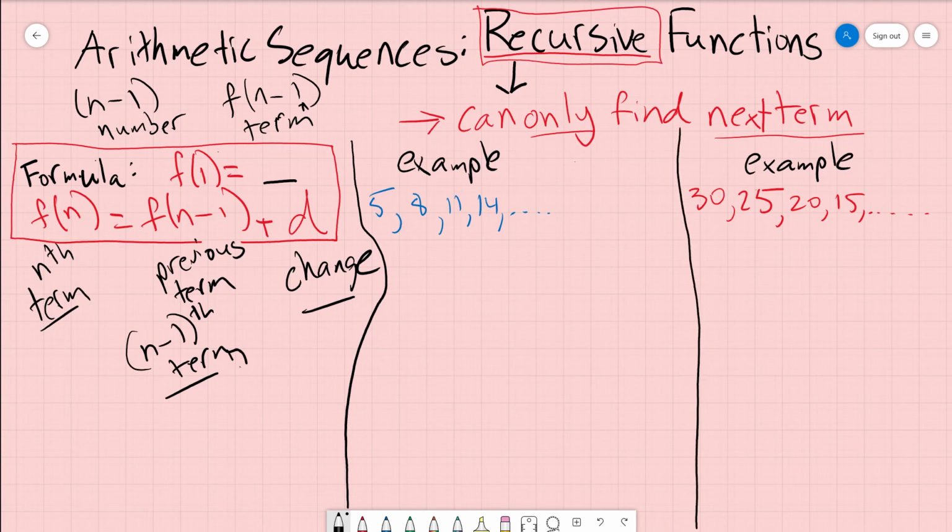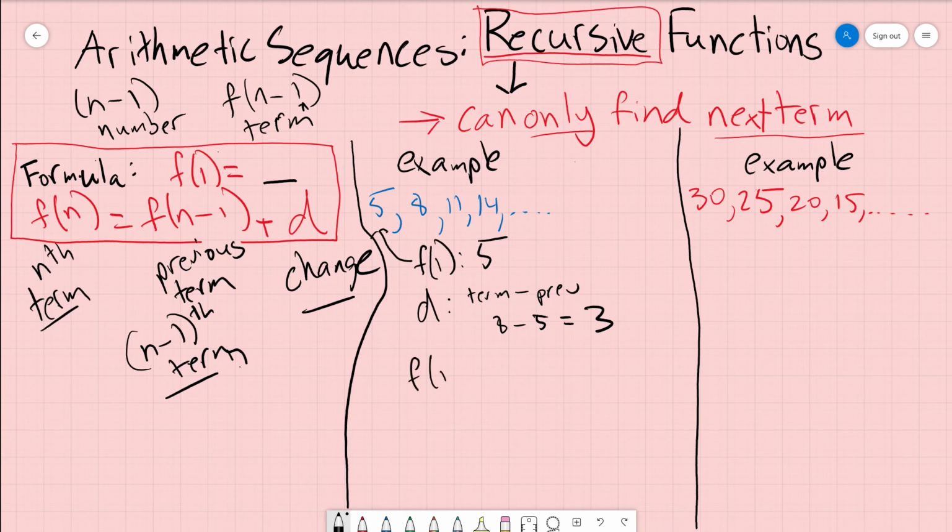So remember, just like before, we're still just going to focus on finding two things, f of 1 and d. So as long as you can still find d by taking a term minus the previous. So if I do that here, 8 minus 5 is equal to a nice 3. And my first term doesn't take any math skill, I just have to locate it. It is 5.